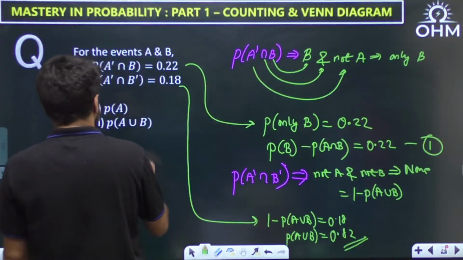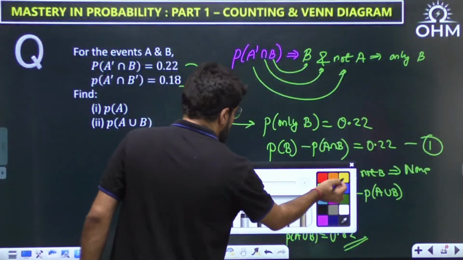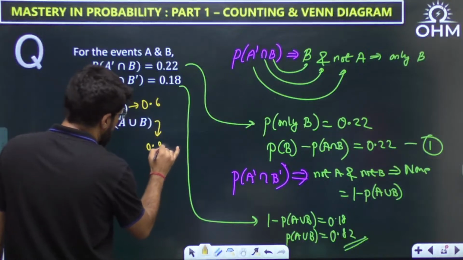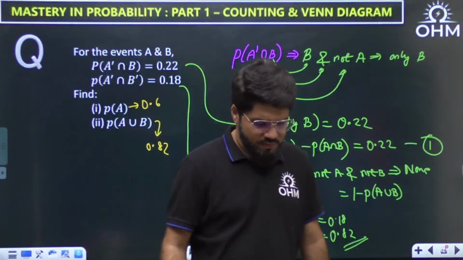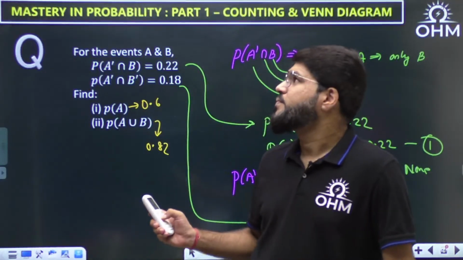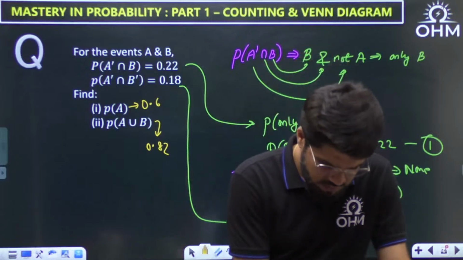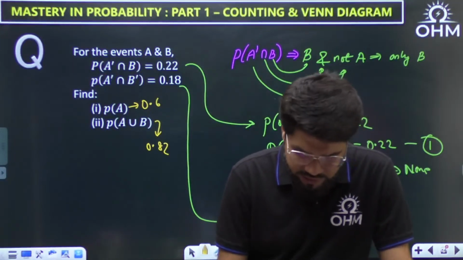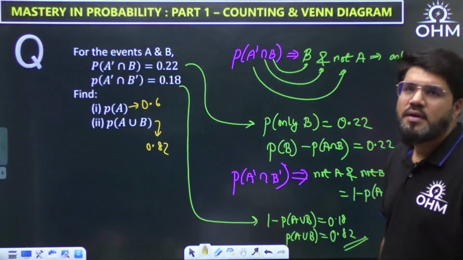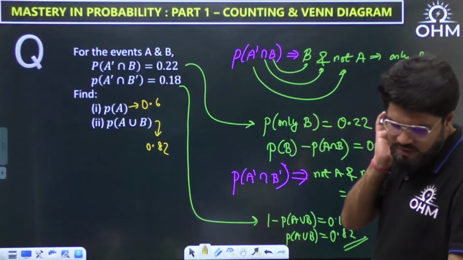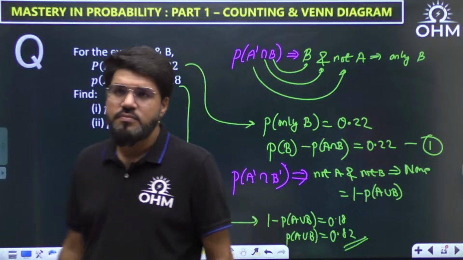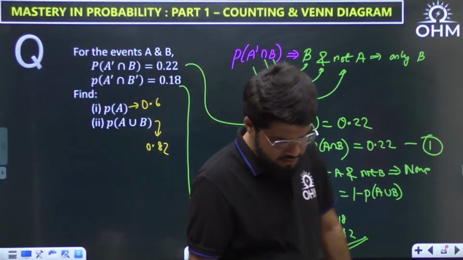That's it. So hence we have our answers. This goes as 0.6 and this goes as 0.82. Simple enough? All these basic approaches should be clear, right? Any confusions, any basic doubts, please keep asking me. All right. Chalo.